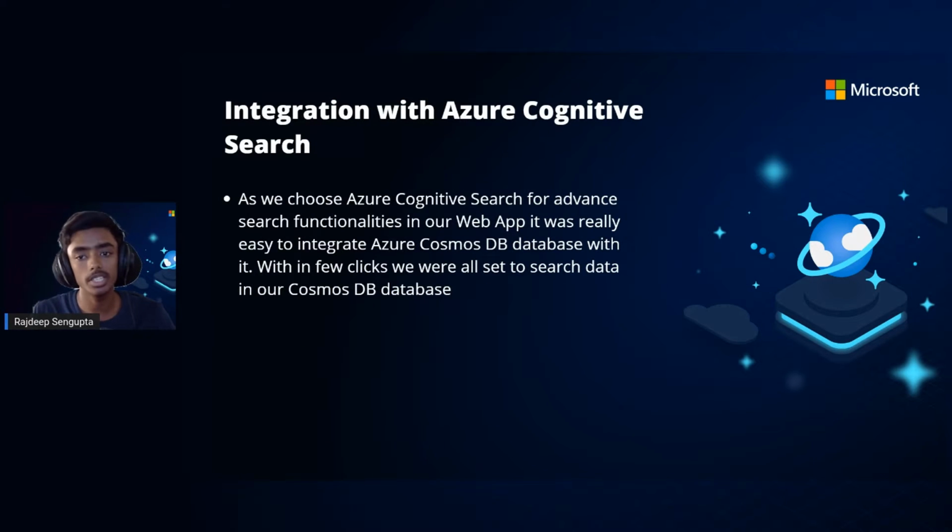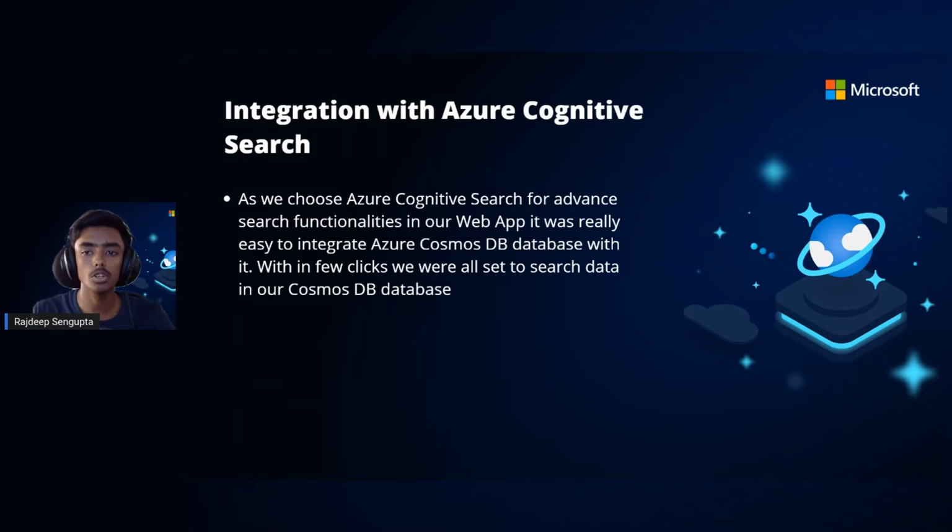Now the point is integration with Azure Cognitive Search. As we chose Azure Cognitive Search for advanced search functionalities in our web app, it was really easy to integrate the Azure Cosmos DB database with it. Within a few clicks, we are all set to search data in our Cosmos DB database.